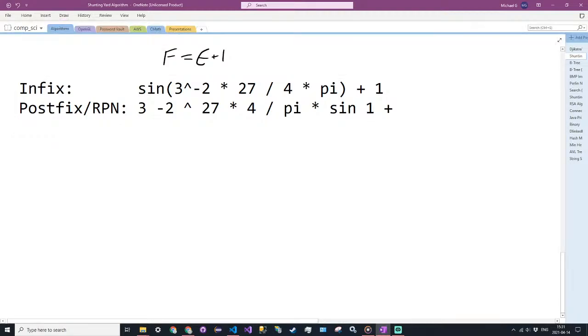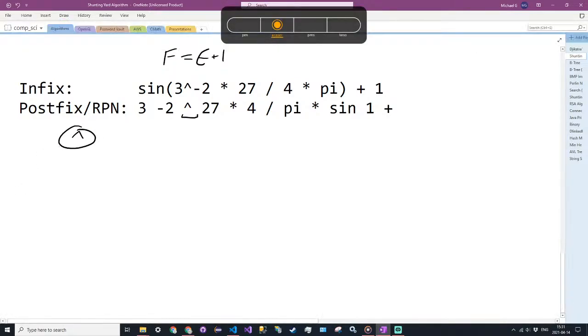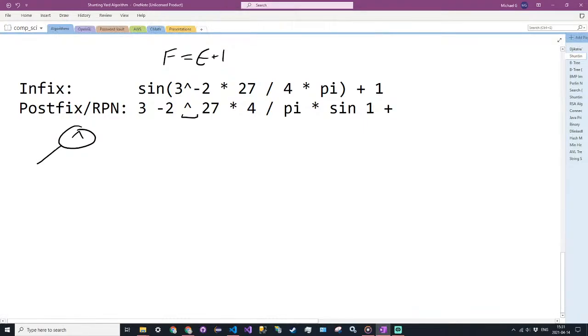Alright, so let's start. We start with our 3, -2, then the exponent sign. The operator becomes a node, our root essentially, and then we push, and then we link two children, the 3 and the -2, using this exponent sign. So the exponent sign is the root node, and that has two children. We will call this root A.